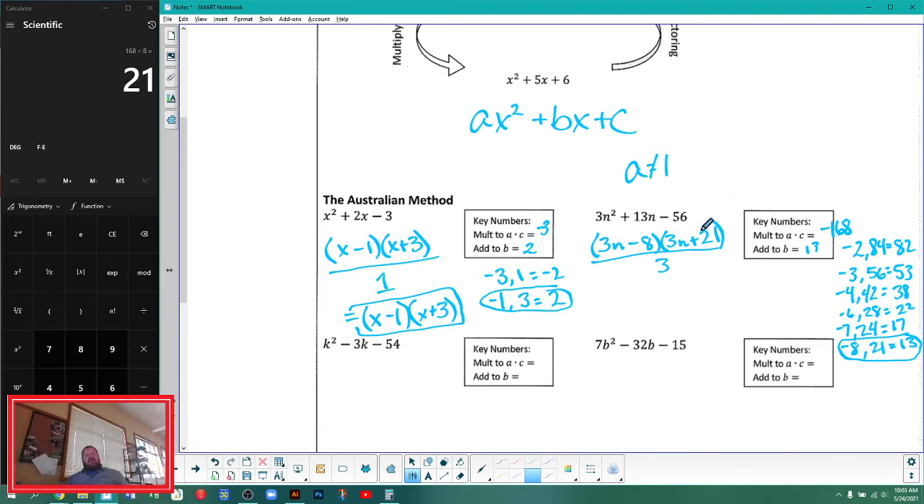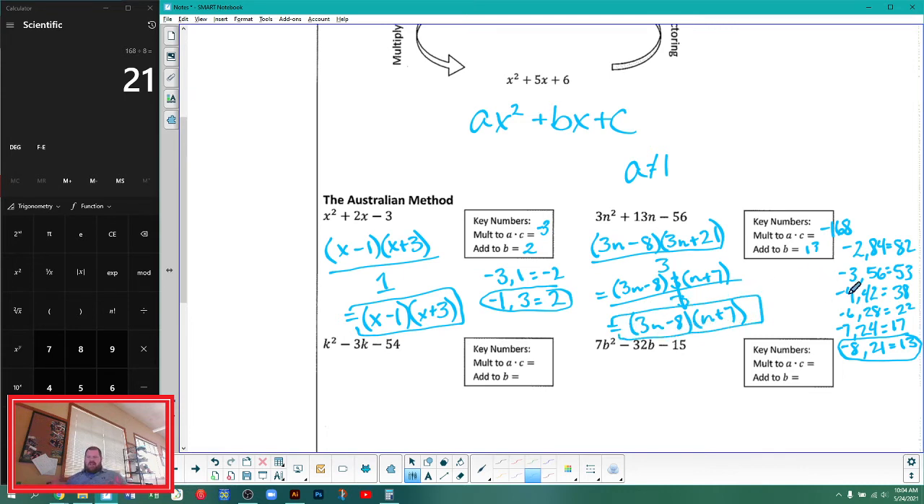Now, if everything works out, I'm going to have a common factor of 3 in one of these two sets of parentheses. And it turns out that I do in this one. 3 and 21 are both multiples of 3. 3n minus 8 doesn't have any common factors, but this has a common factor of 3, and it leaves me with n plus 7. Now, I'm dividing by that 3 for a reason, so that those now cancel out. So I get a final answer of 3n minus 8 times n plus 7.